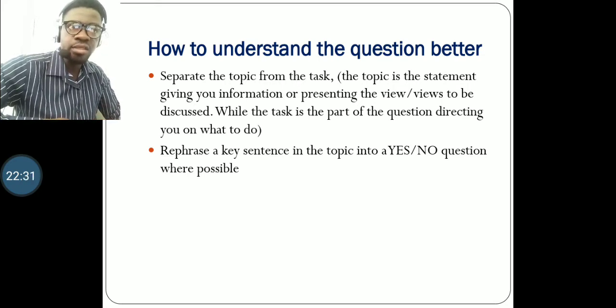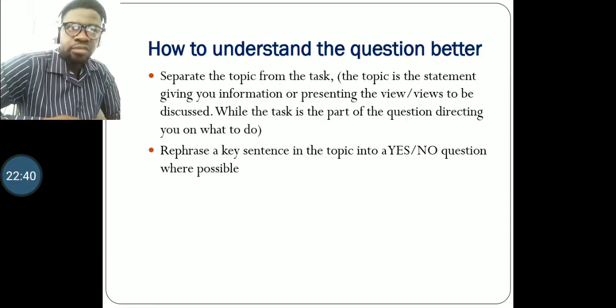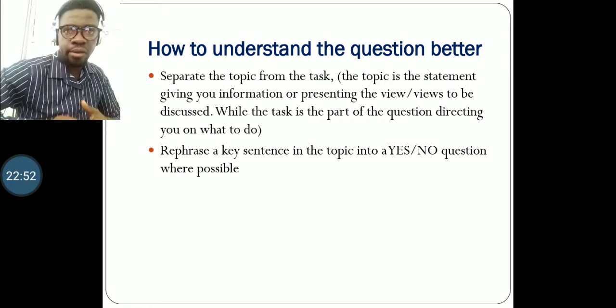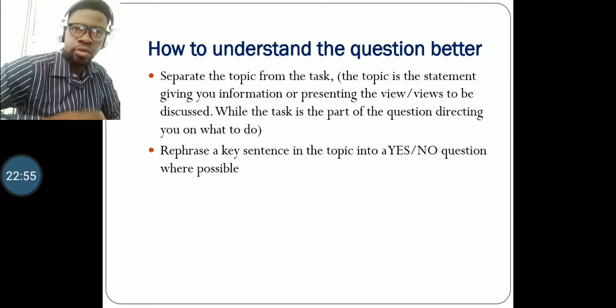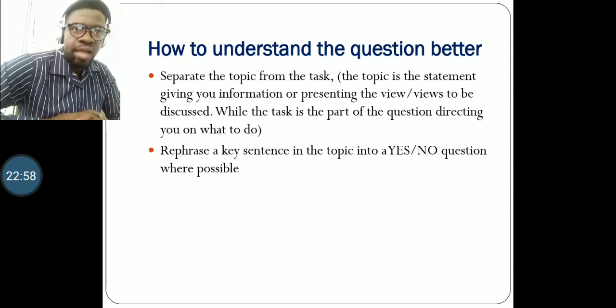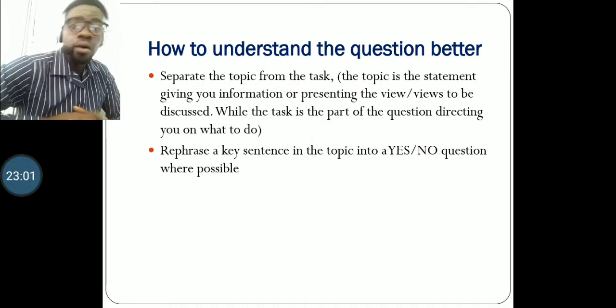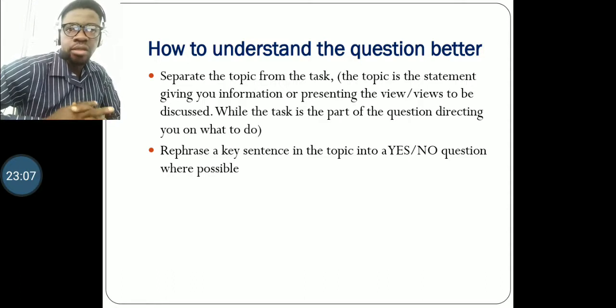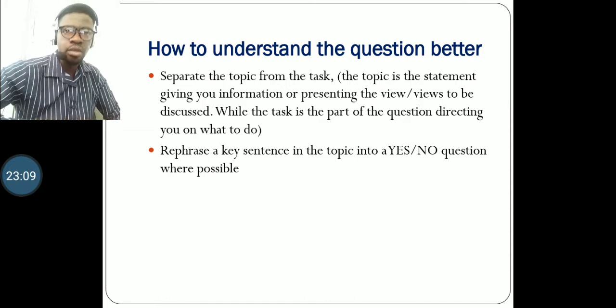For instance, if the topic is about whether charity work should be a compulsory part of high school program, then you will know that that is your topic. The task might ask you, do you agree or disagree? Then you know that that is your task. The task is simply asking you to either agree or disagree. The first thing you want to do is separate the topic from the task, and that will give you a better understanding of what you're to do.